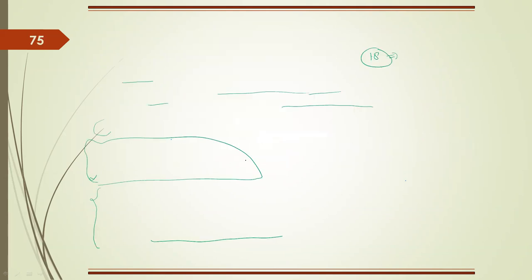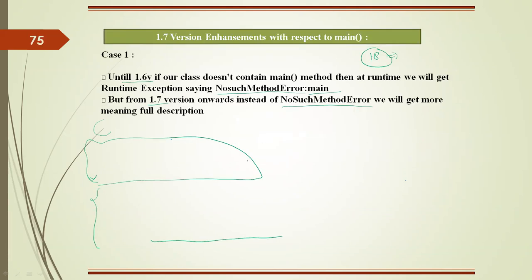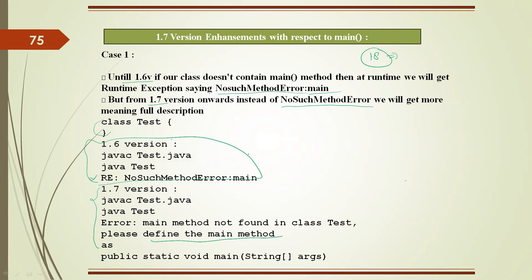So some analysis I have given. You can go through that. Okay. Enhancement: they just changed the message, nothing else. They changed the NoSuchMethodError. We get a more meaningful message instead of the earlier one in Java 7. In Java 7, for class Test, the error is: main method not found in the class Test. Please define the main method like this. They are giving a snippet also.